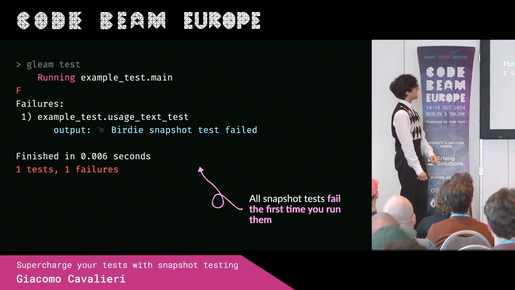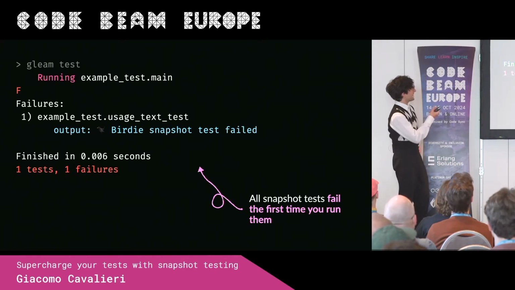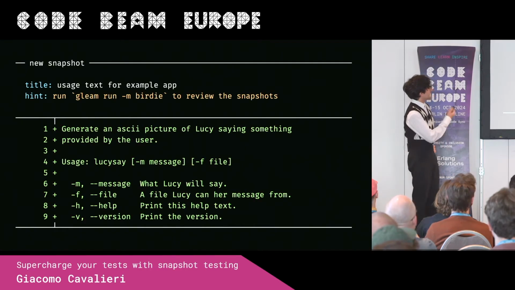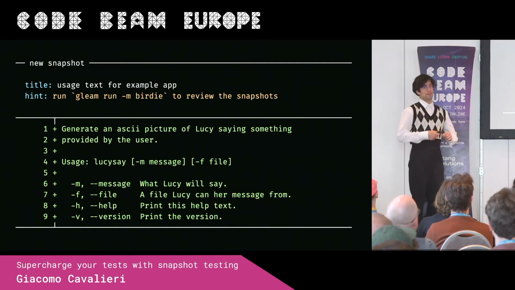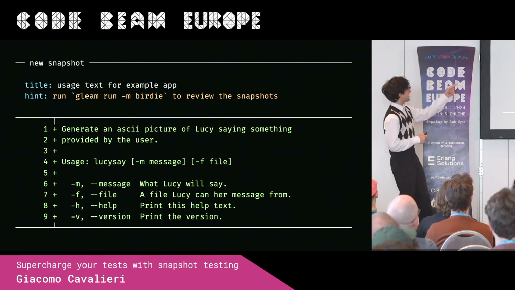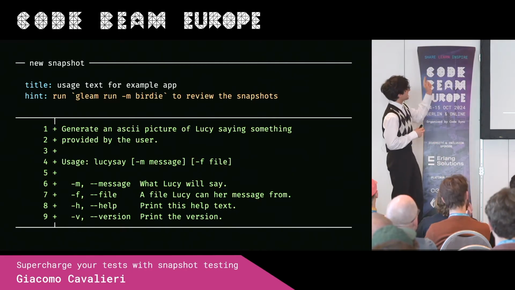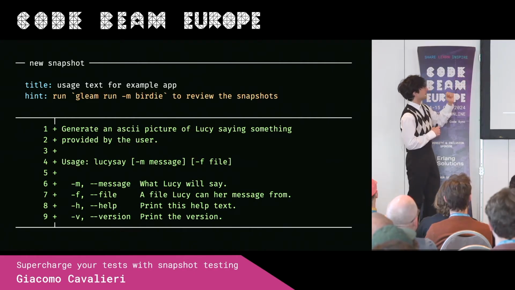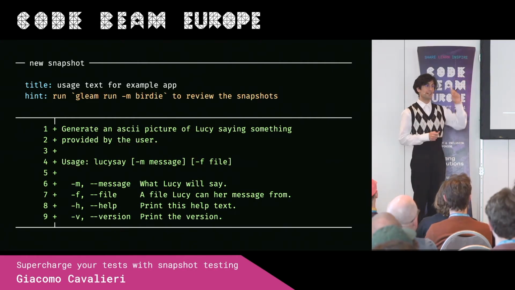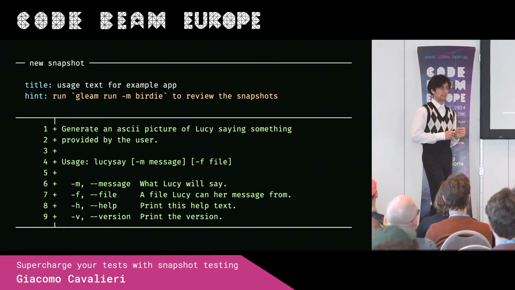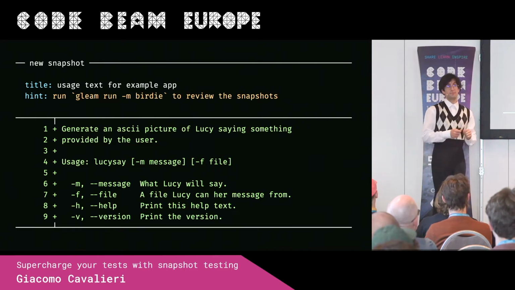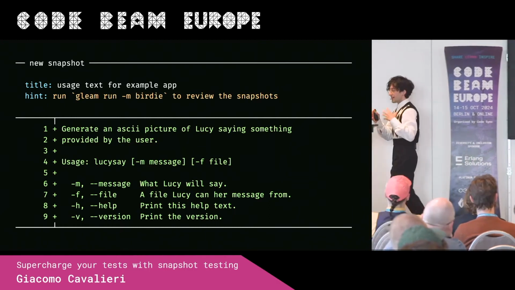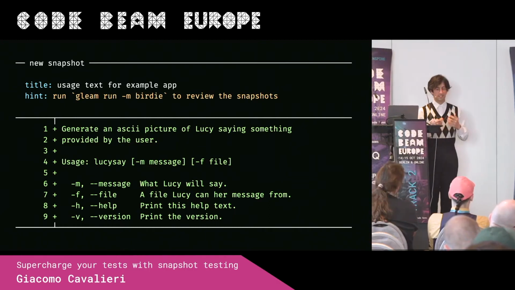Well, the nice thing is you're not only getting this failing test, which would be quite useless, you're also getting a nice output box with the content of the function we were testing and the title of the snapshot. And now it's telling us something. You should run the Gleam run Birdie command to review the snapshots. Aha, so a human needs to be in the loop. So someone needs to be reviewing the snapshots. So I think maybe you might have an idea of what is going on here.